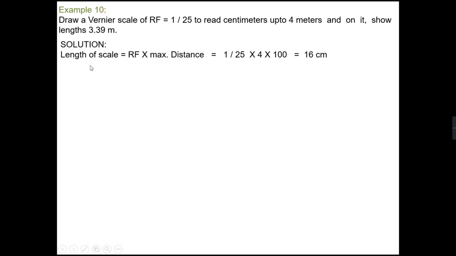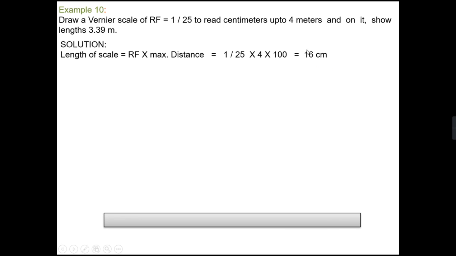So here is the first example. Draw a vernier scale of RF 1 by 25 to read centimeters up to 4 meters. Show the length of 3.39 meters on it. So first of all we can find the length of the drawing. The length of the scale is the RF into the maximum distance. It is coming out to be 16 centimeters. So first we will draw the 16 centimeter long line.